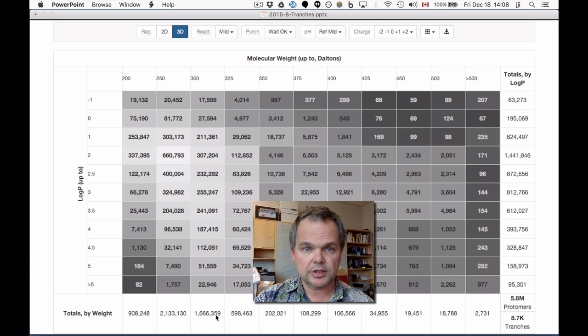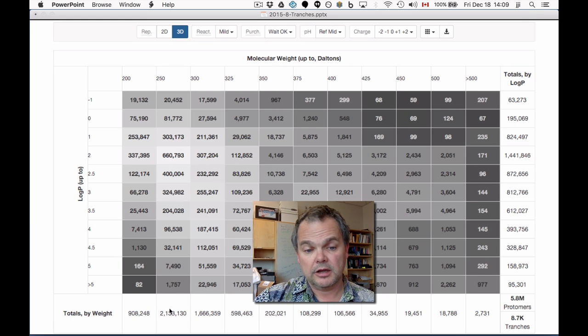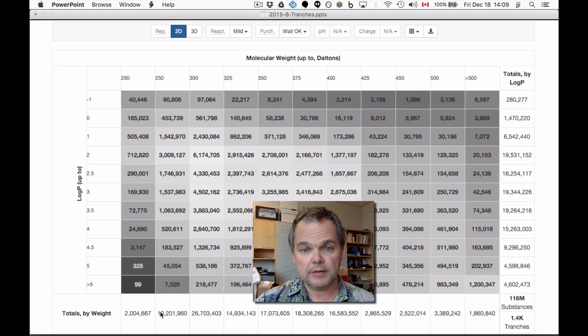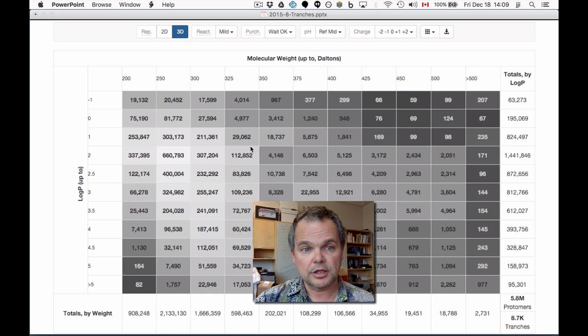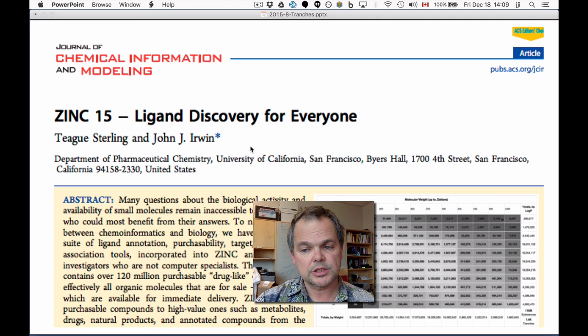But as you can see, in the lead-like regime, we're still looking at only a couple of million molecules, whereas there's now several million molecules in fragments. So good thing, lots more molecules in ZINC. Bad thing, it's taking us some time to build it. And so if we toggle back and forth between 2D and 3D, you can see the color shift. You can see and you can sort of compare dimension for dimension, tranche for tranche. Now we're not exactly comparing the same thing because one of them is substances, one of them is protomers.